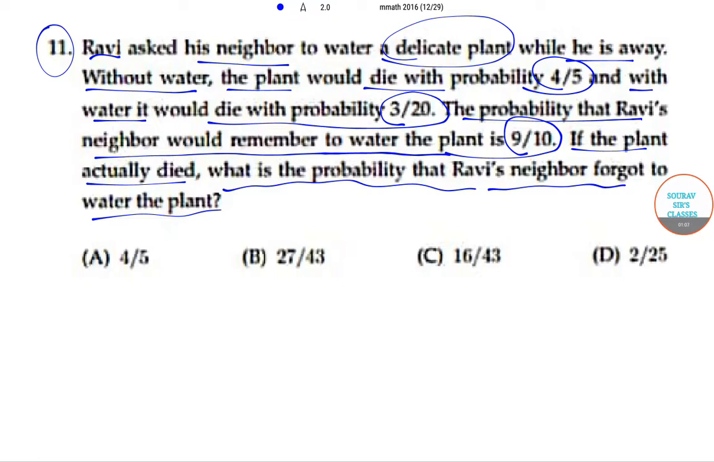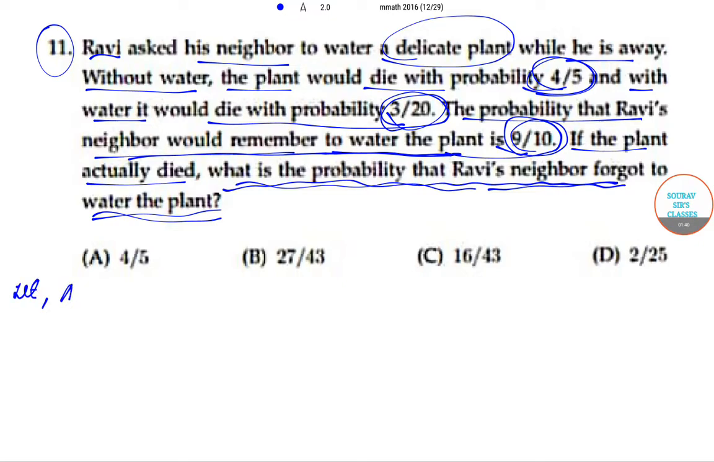So it has been said that Ravi asked his neighbor to water his plant, and the probability that the plant will die without water is 4 by 5, and even after water it would die, that has a probability of 3 by 20. And there is also a probability that Ravi's neighbor would remember to water the plant, that is 9 by 10. If the plant actually died, then what is the probability that Ravi's neighbor forgot to water the plant? Okay, so what we can do over here is that we'll first assume two events.